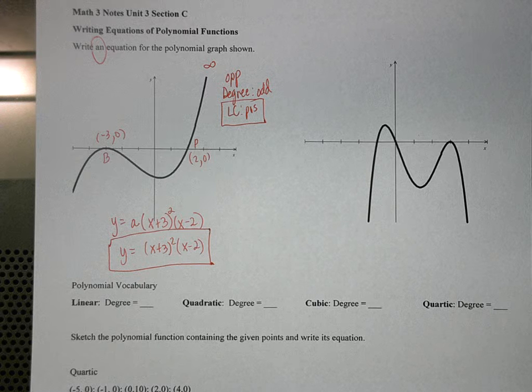So always look at where the x-intercepts are. So this one's passing through. This one, passing through, good. This one is passing.